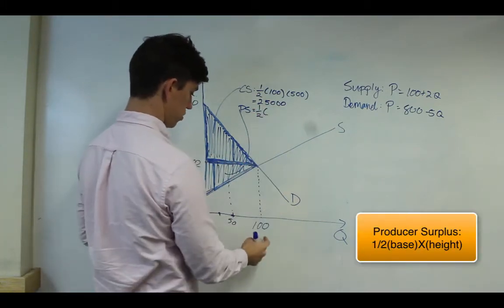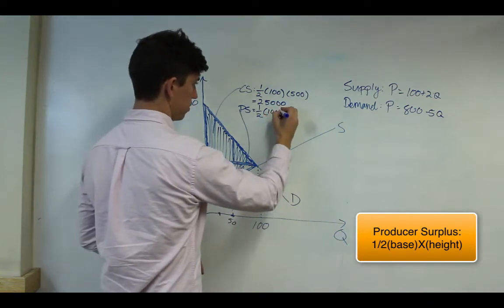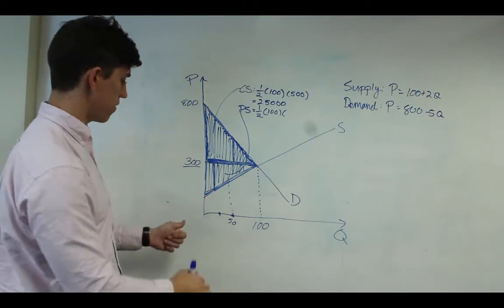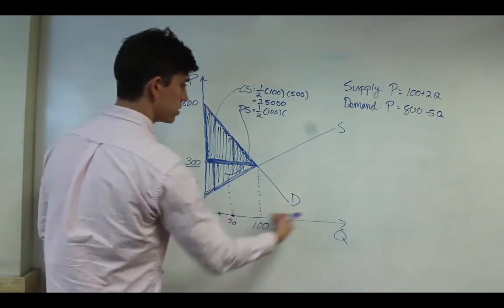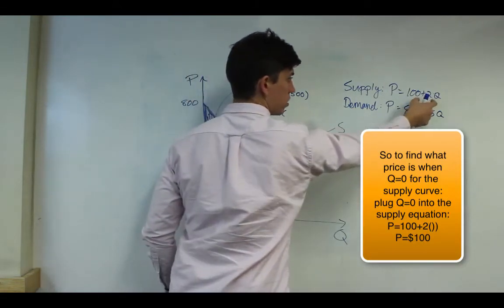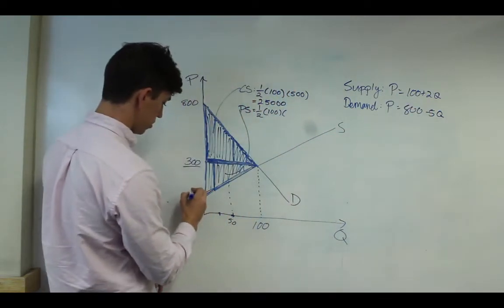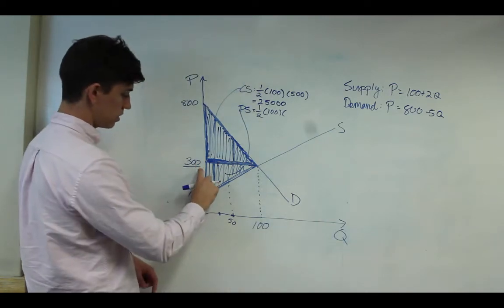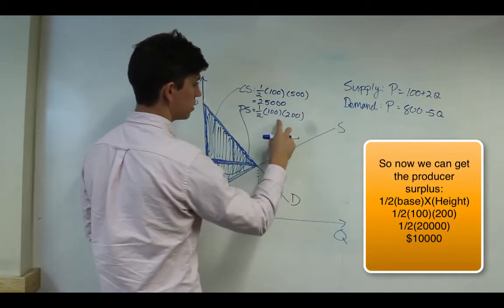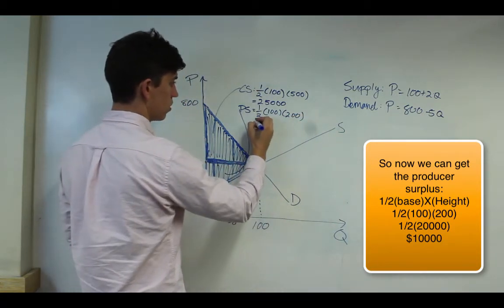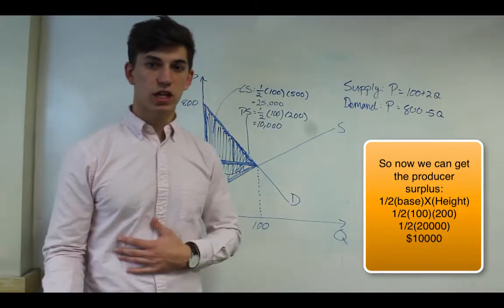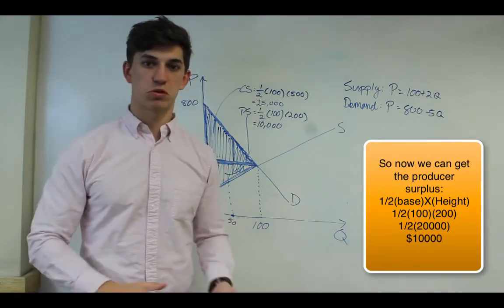The base is still 100, and the height now is this, so we're going to have to find what this value is, and that is just the price when quantity is equal to 0 on the supply equation. So if we plug in Q equals 0 here, we're just going to get price equals 100, which means that this height is 300 minus 100, so 200. So that's going to be 20,000 divided by 2, which is equal to 10,000. So that's how you calculate, and a little bit of intuition behind what consumer and producer surplus are.